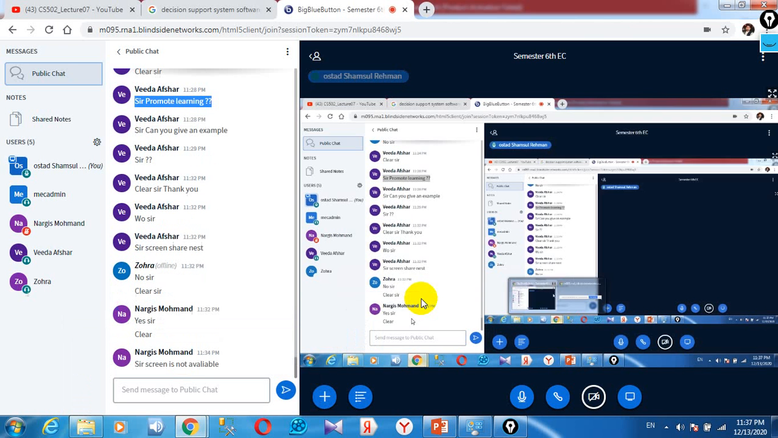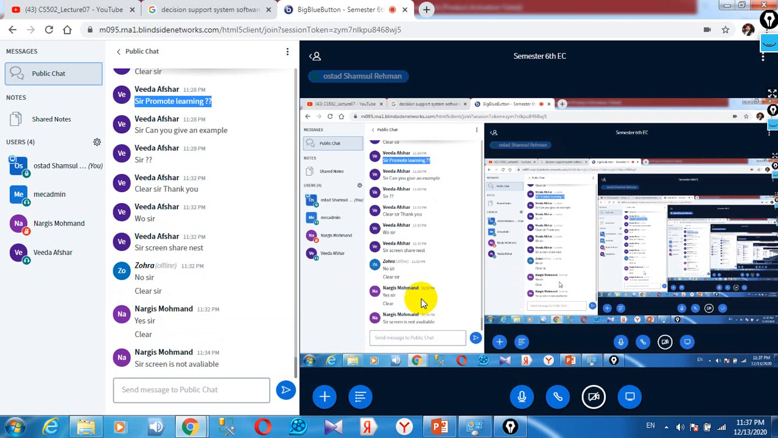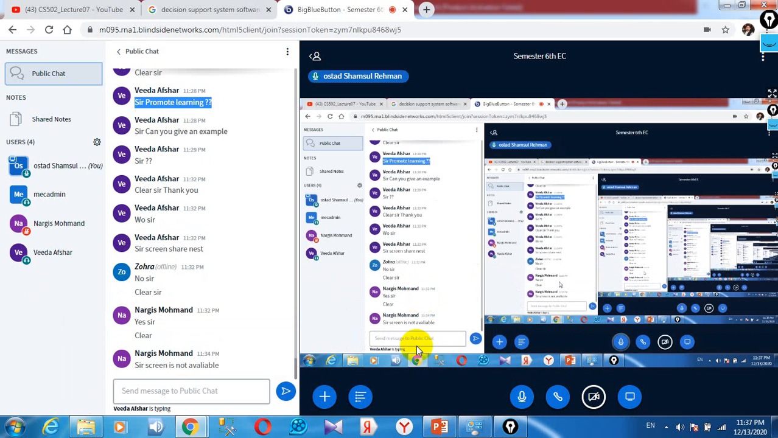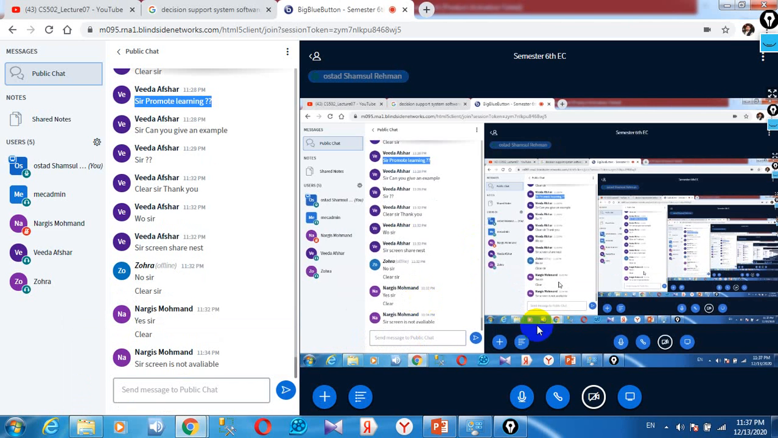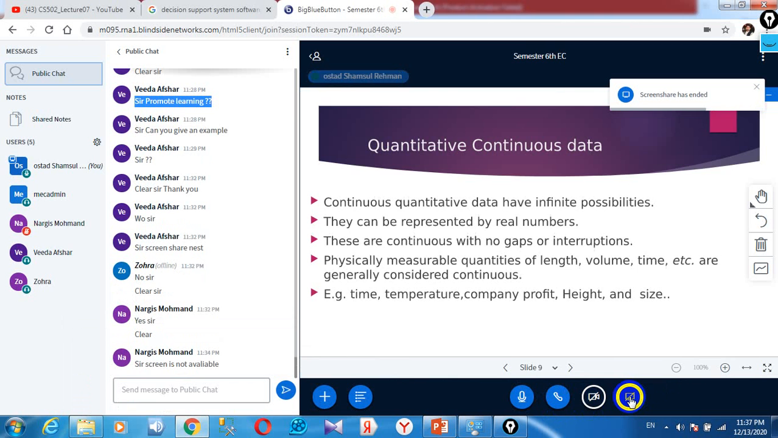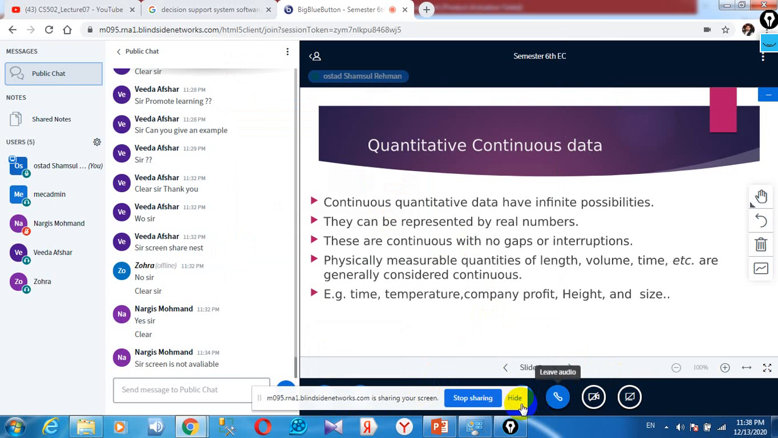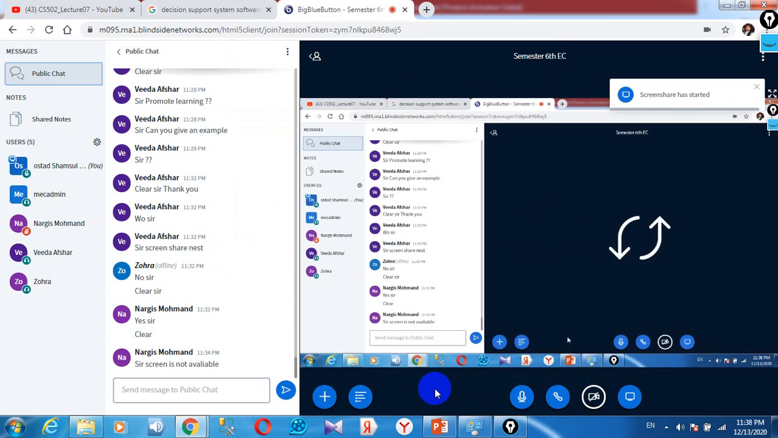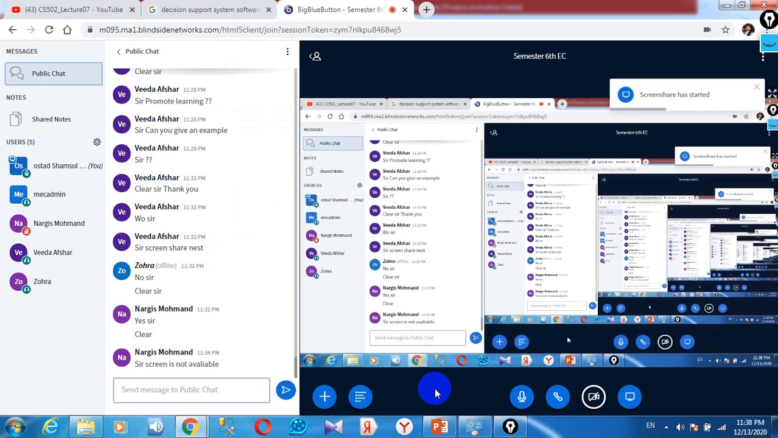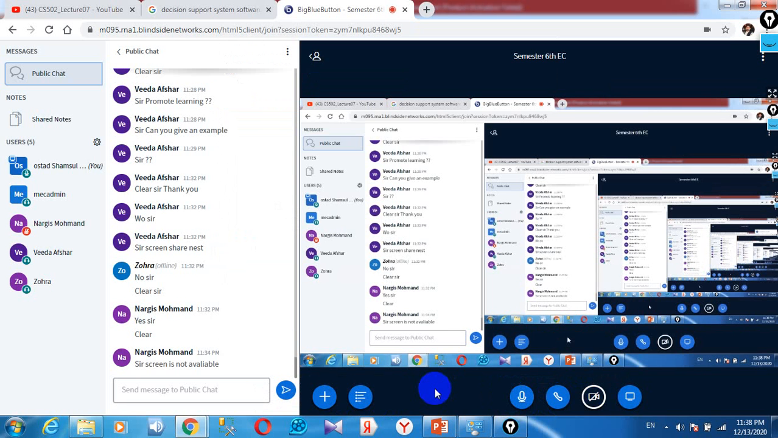Is there any question? The screen is not available. Only the screen is available. All screen shared.